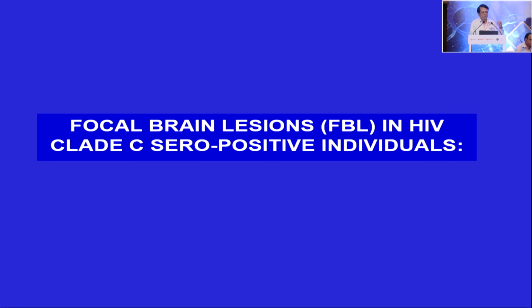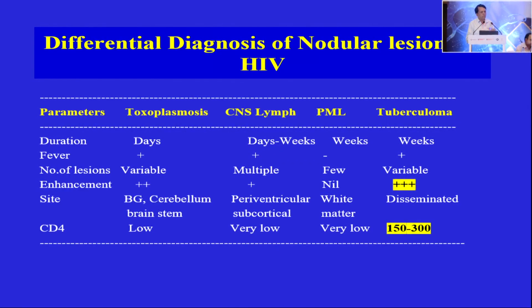So these are called focal brain lesions, or FBL, in HIV clade C seropositive individuals. This is a study we took up, and we wanted to do it with a definitive proof. So we discussed 4 possibilities whenever we are talking about focal brain lesions with retroviral infection. What are those? Toxoplasma, CNS lymphoma, PML, and tuberculoma. So there are different parameters we need to look at clinically. As a clinician, we look at the duration, the fever, number of lesions, enhancement.